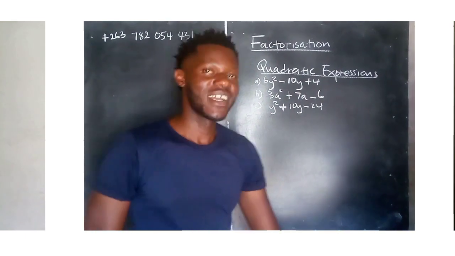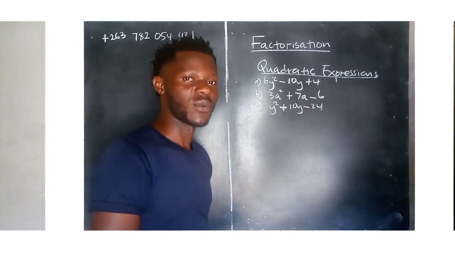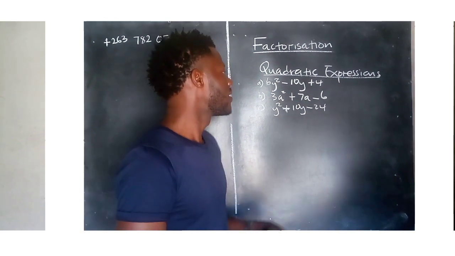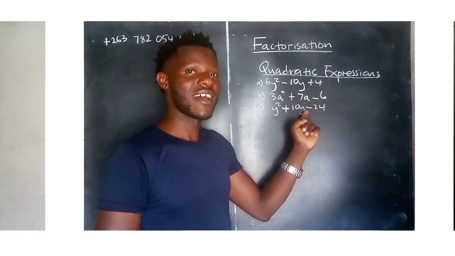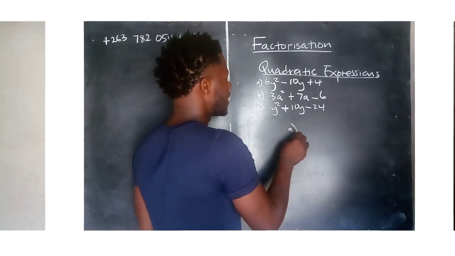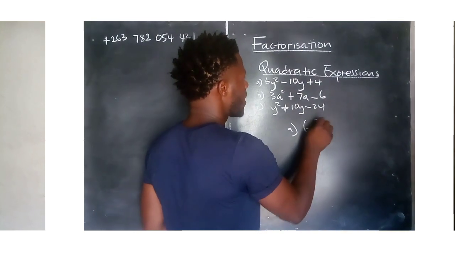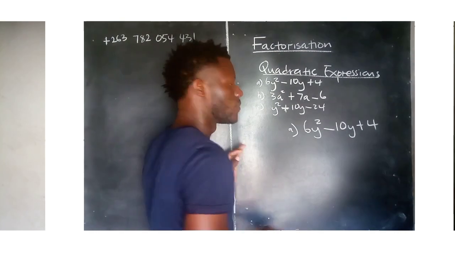It's quite simple, guys, to factorize quadratic expressions involving negative symbols. So I have three different examples here. We have a minus, we have a minus, we have another minus here. Right, let's try and factorize the first example: 6y squared minus 10y plus 4.